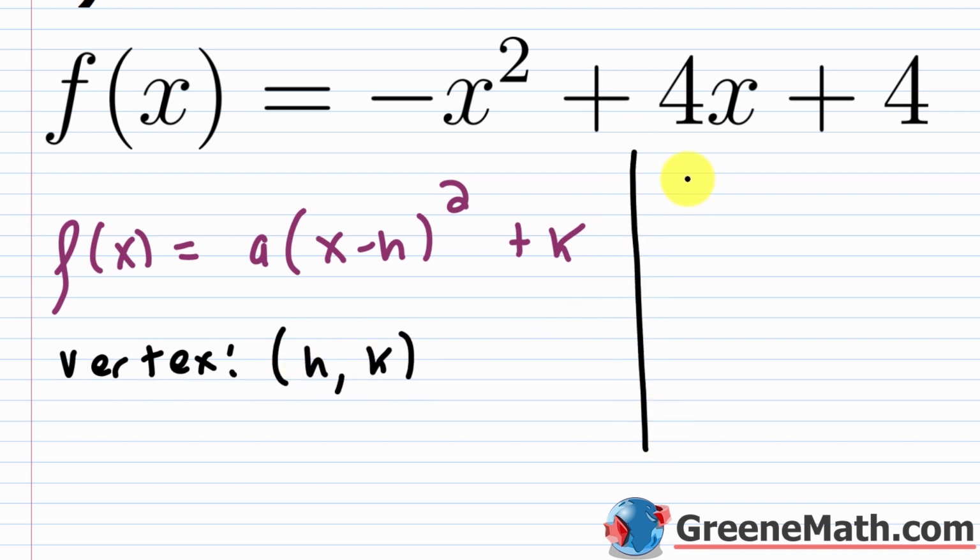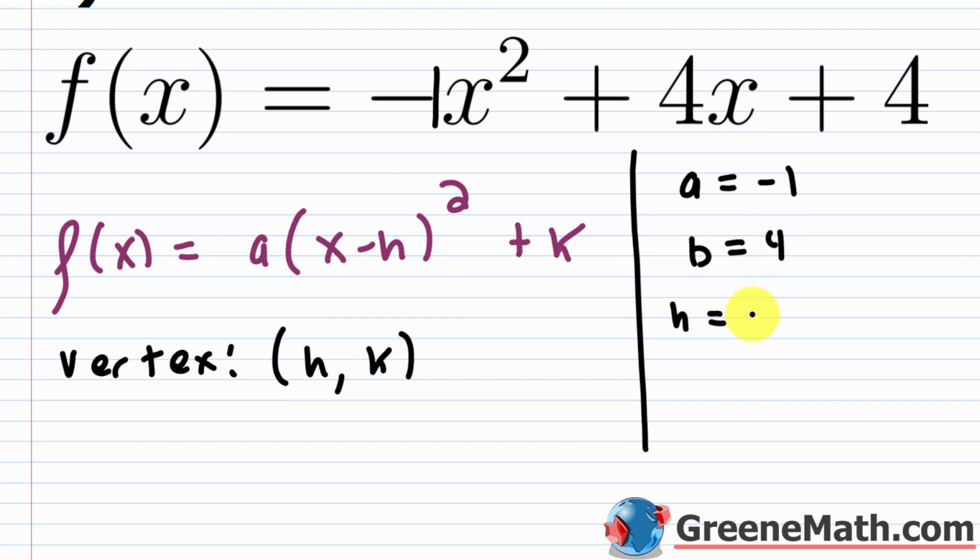So at this point, we know that a is the coefficient for x squared. You have a negative out in front. I would write this as negative 1 times x squared. So the coefficient for x squared is negative 1. So a is negative 1. And then b is the coefficient for x to the first power. So in this case, that's 4.